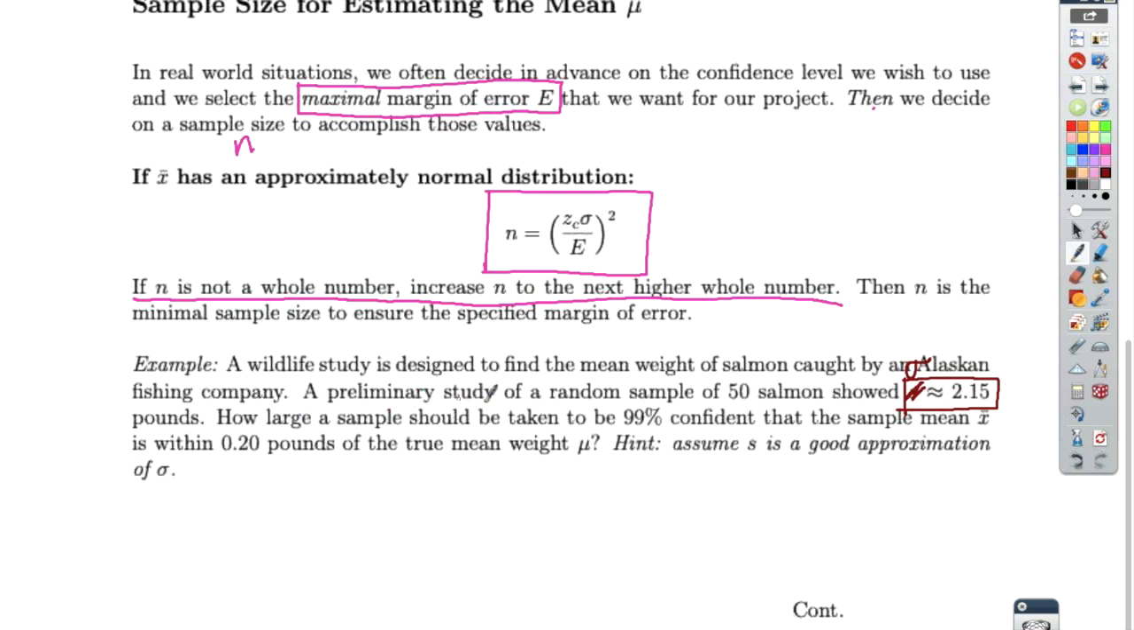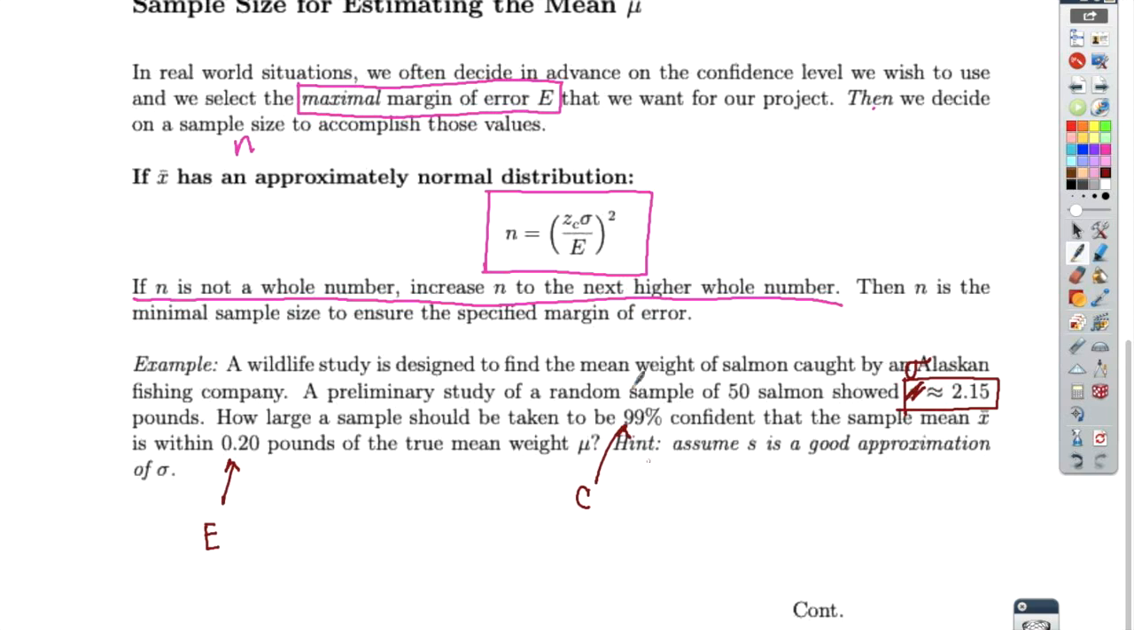How large a sample should be taken to be 99% confident, there's our C, 99% confident that the sample mean is within 0.2 pounds of the true mean weight? There is the error that we're willing to tolerate. I want our real answer to be within 0.2 pounds of the true weight. Okay, and it says here, assume S is a good approximation for sigma. So we'll just pretend that S and sigma are pretty much the same thing.